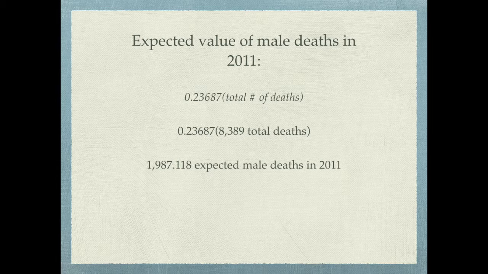0.23687. Make sure to include as many decimal places as possible in order to maximize accuracy. This number is the probability that the person who died was male and that they died in 2011. Now, we have to multiply that probability by the total number of deaths, which will bring us to our final expected value. If we multiply the probability by the 8,389 total deaths, we should get 1,987.118 expected male deaths in 2011. Again, make sure to include as many decimal places as possible.